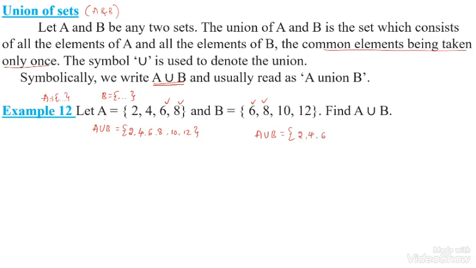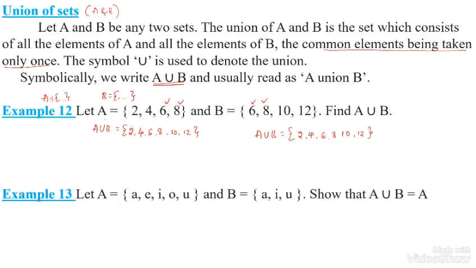Okay, common elements 6, 8. After that, the common elements are already written. The left elements are 10 and like this. This is also the same method for writing the union. Okay. Now, let us discuss the next example.